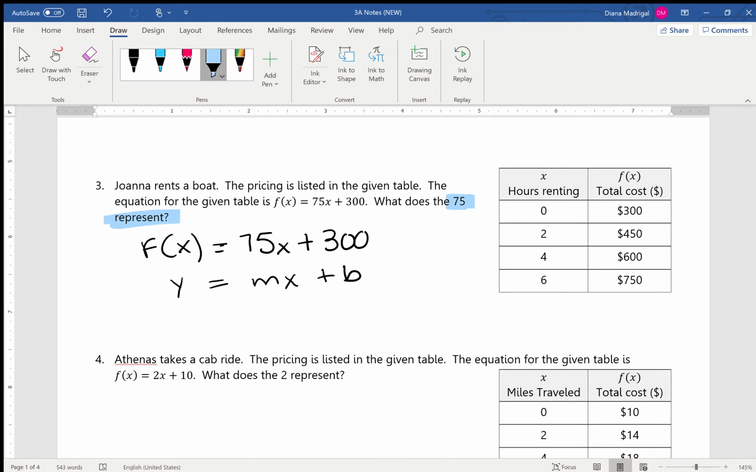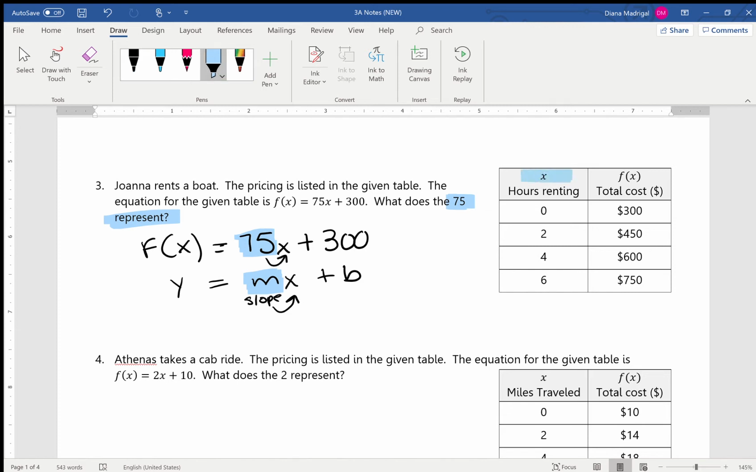You notice that 75 is next to your input. That means that 75 is your slope. That means that it's the change. The change of what? The change of x. And what does x mean?